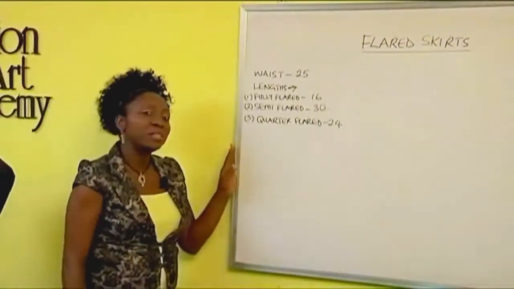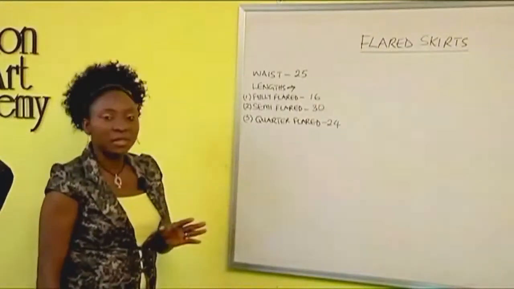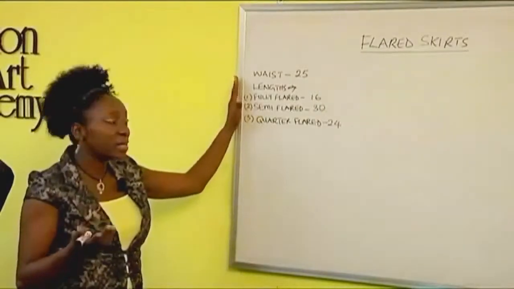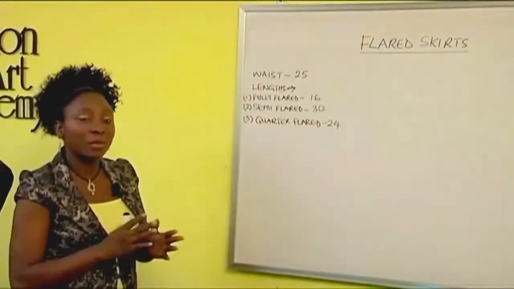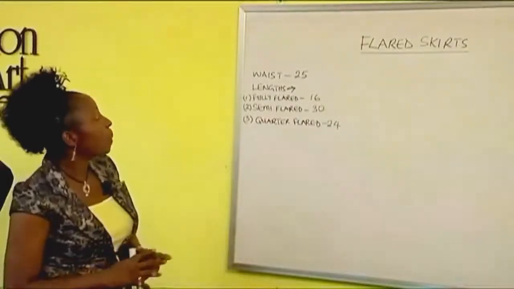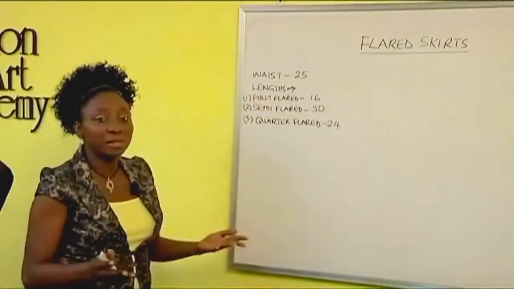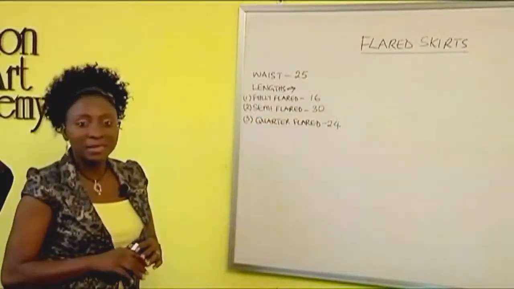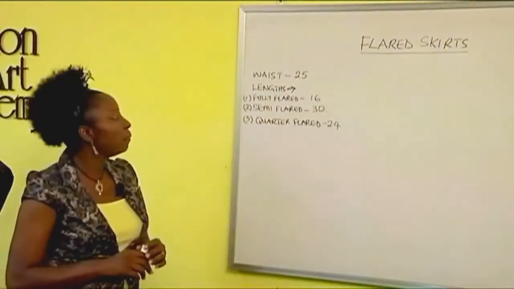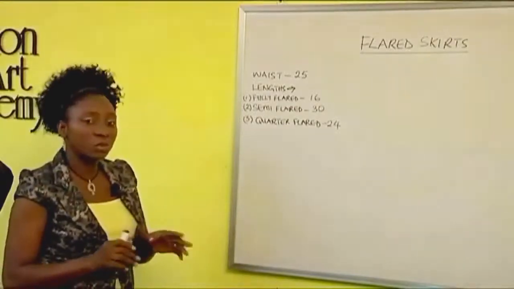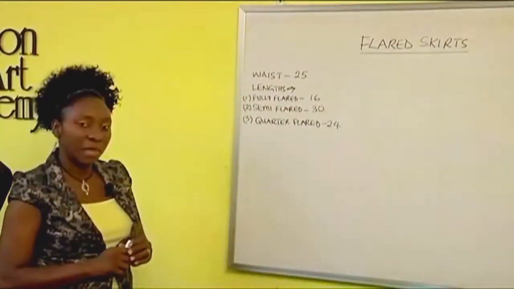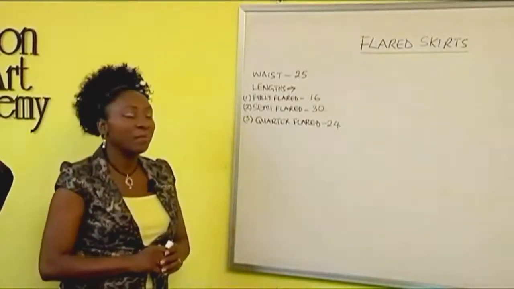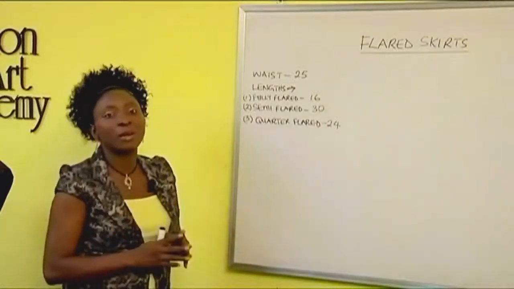These are the measurements we're going to use to make our skirts. We have the waist, a known measurement, which is 25 inches. Now we have three different lengths to practice with. For the fully flared, we'll use a mini length of 16 inches. Then the semi-flared length is quite long, and we'll use 30 inches. The quarter flared will be 24 inches. We have these varied lengths so that you can play around with them.